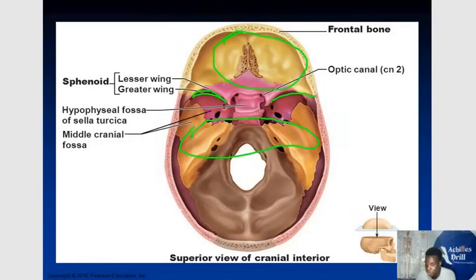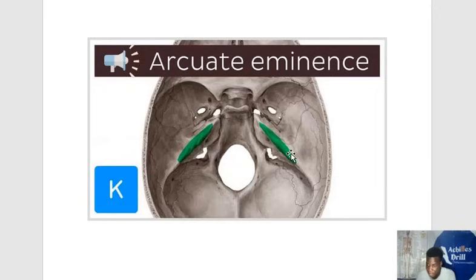It separates, it's the boundary for those regions. Why is the one behind here called the arcuate eminence? The arcuate eminence is a very important insertion point for the tentorium cerebelli, the dura infolding separating the cerebrum from the cerebellum beneath.